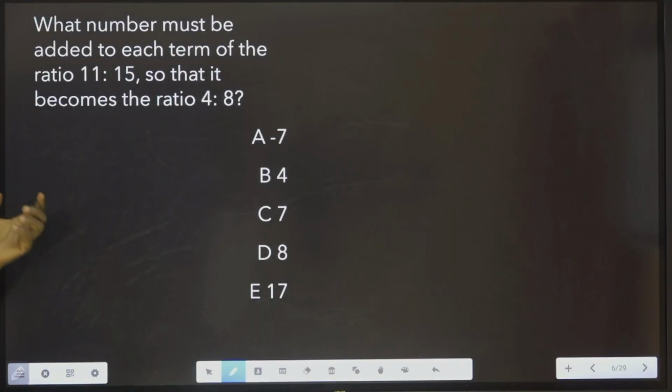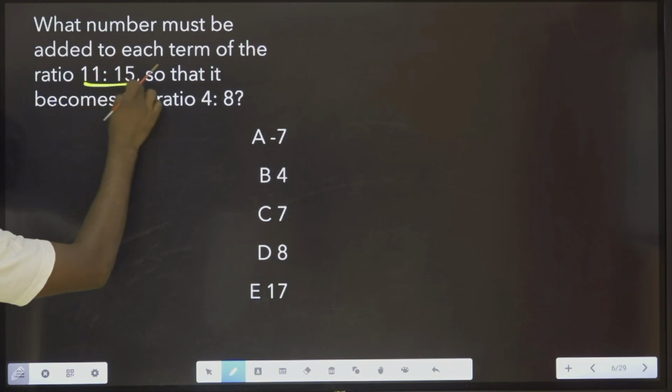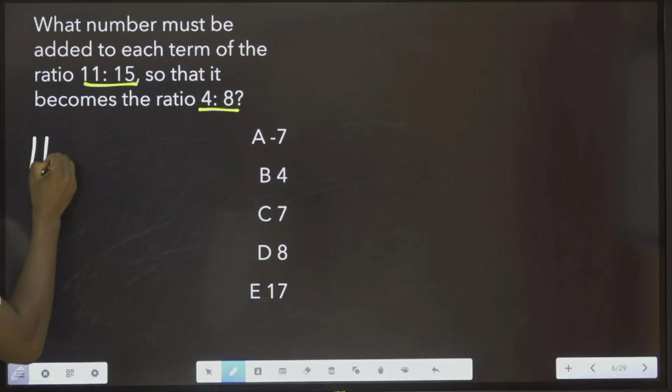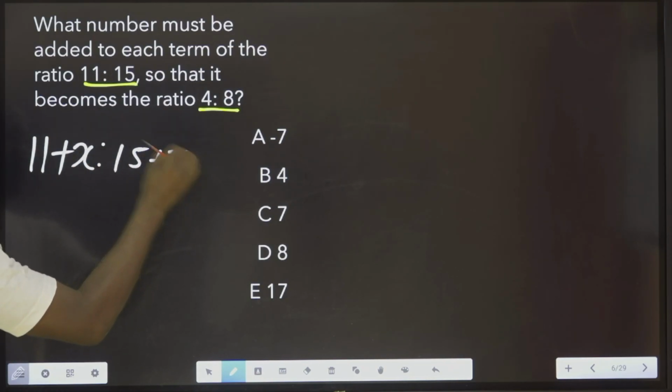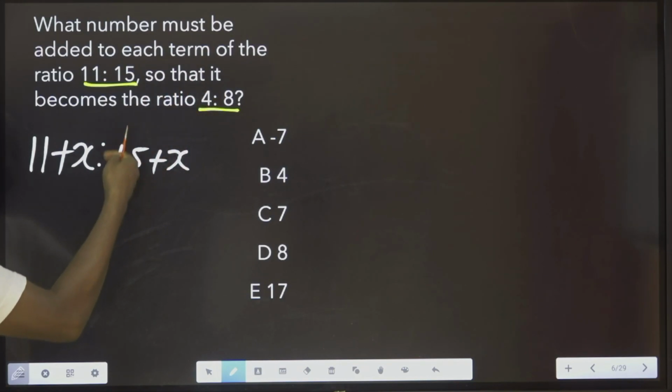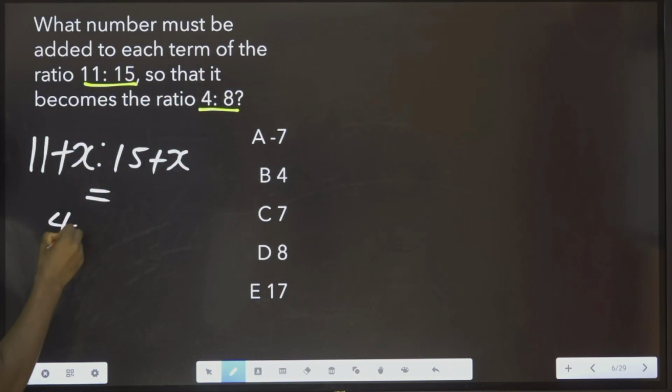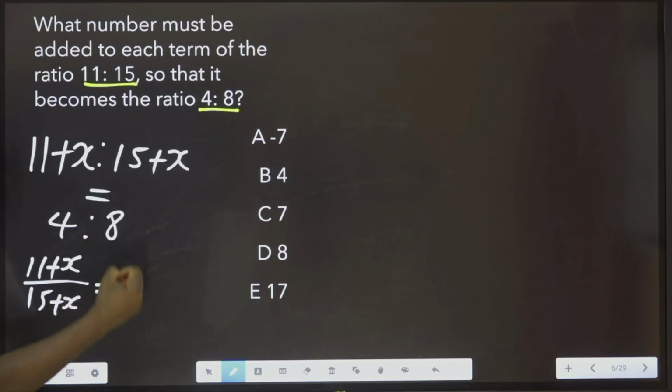Let's look at this. It says, what number must be added to each term of the ratio 11 to 15 so that it becomes the ratio 4:8, okay? All you have to do to make this become this, we need to add something. We can do it like this. Add X to this side. Add X here. What you are adding here, you must add it here to get this. We now say everything here is equal to 4:8. All we're going to do now, say 11 plus X over this is equal to 4/8. Then we solve for X, okay?